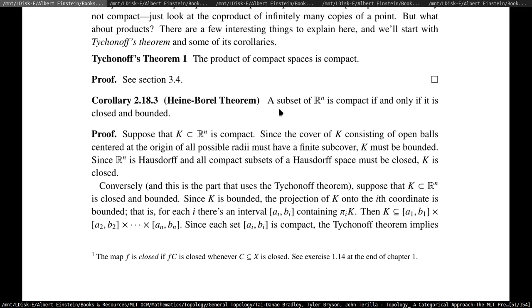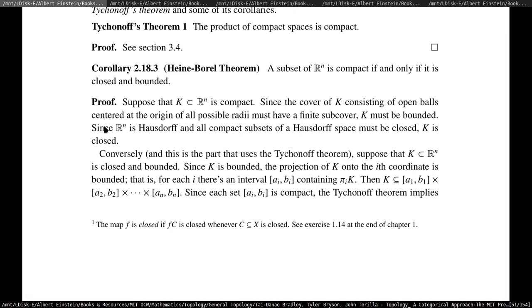This is a statement which says that a subset of Rn is compact if and only if it is closed and bounded. Okay, so you consider the forward direction. So you take a K as a subset of Rn which is compact. Now, as you're living in Rn, you're going to consider open balls under Euclidean topology. So, the cover of K consisting of open balls centered at the origin of all possible radii must have a finite subcover.